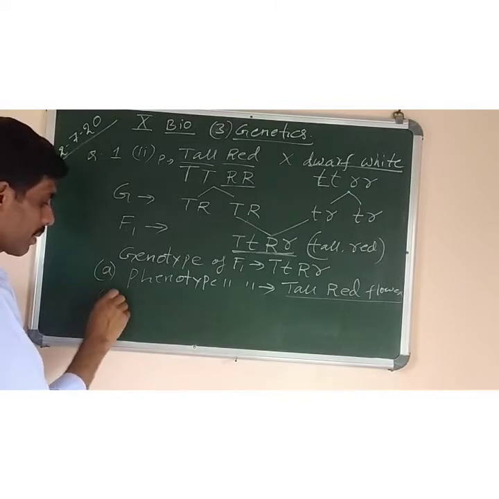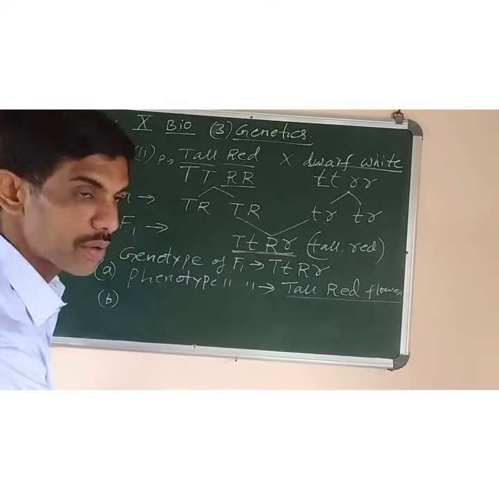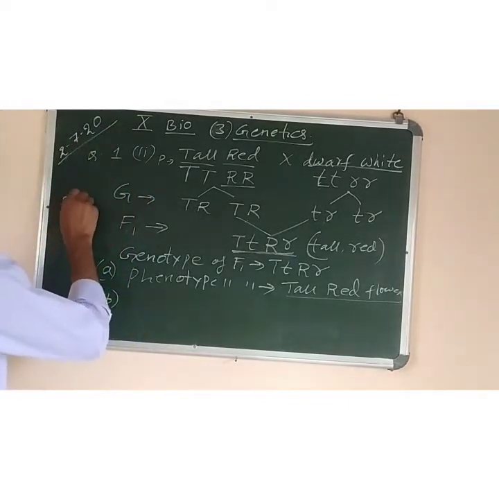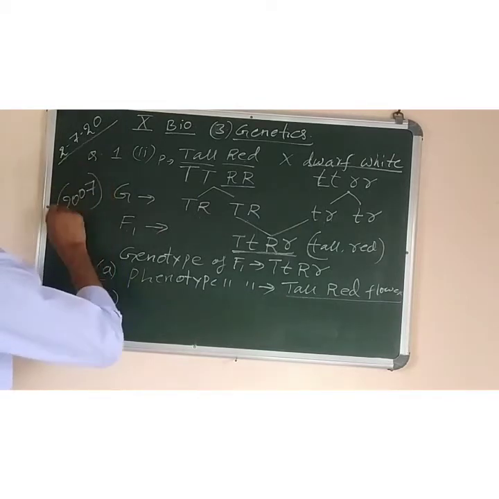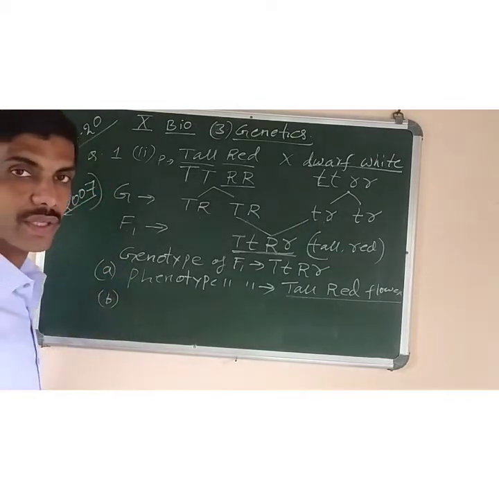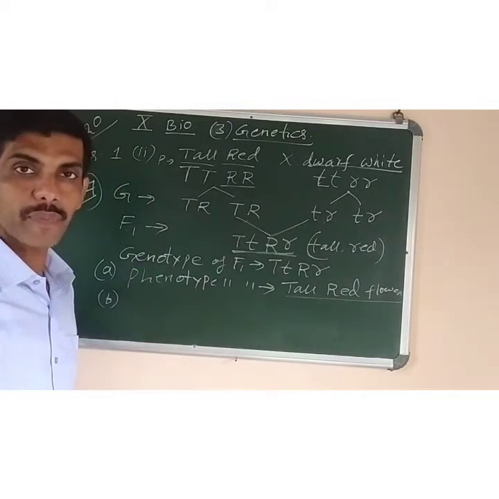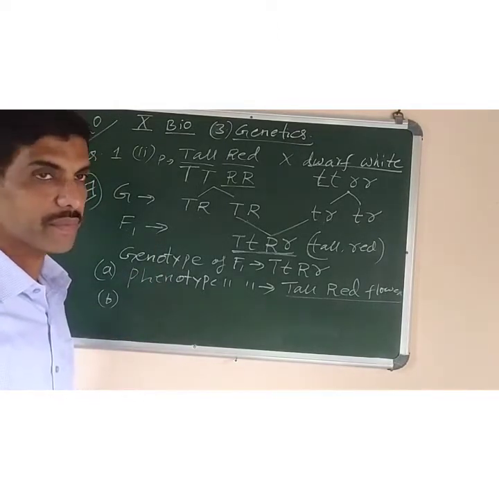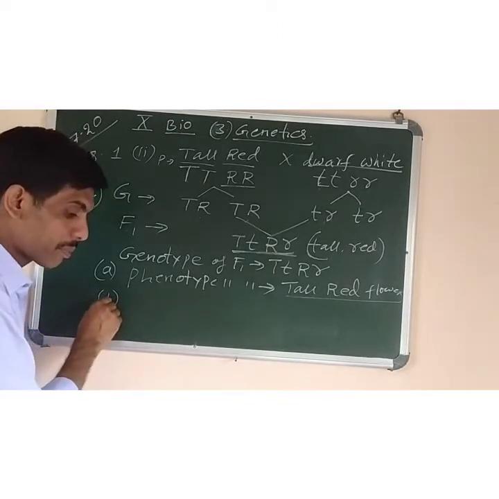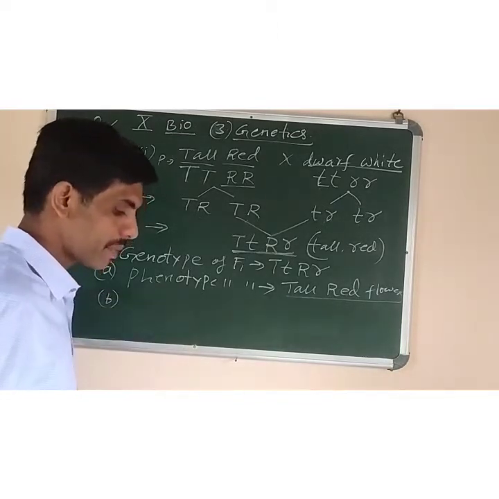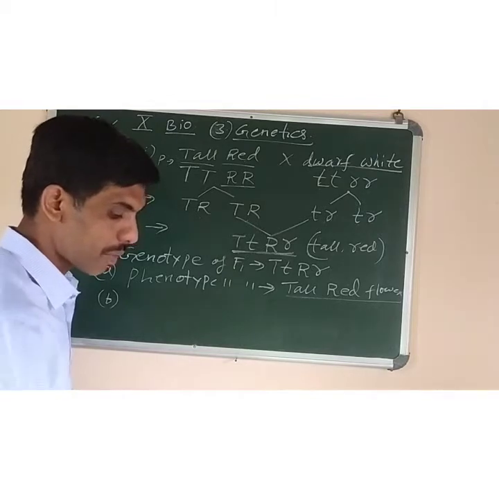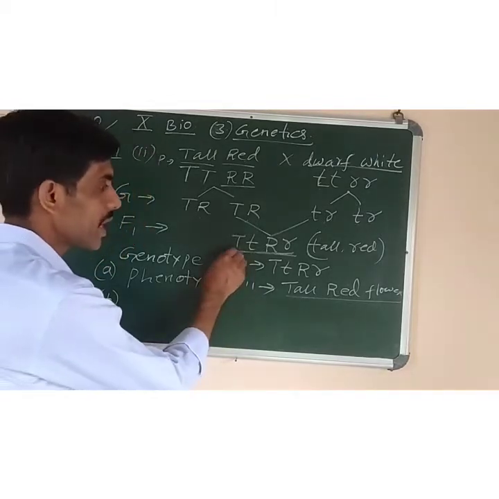Now question number B given in your book was asked in 2007. This question was asked in the board in 2007. So you will have the practice of giving answers to the board type of questions which are asked in the board exams. So second question, number B, is: give the possible combination of gametes that can be obtained from the F1 hybrid. This is the F1 hybrid.